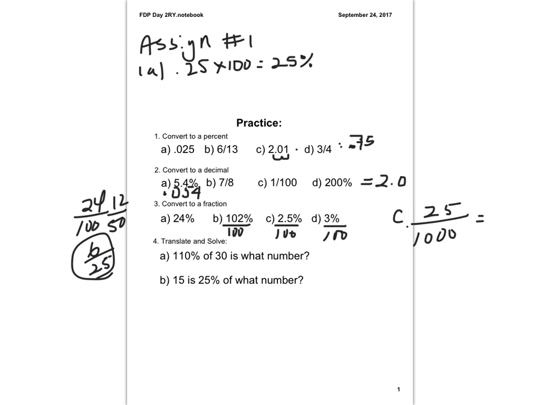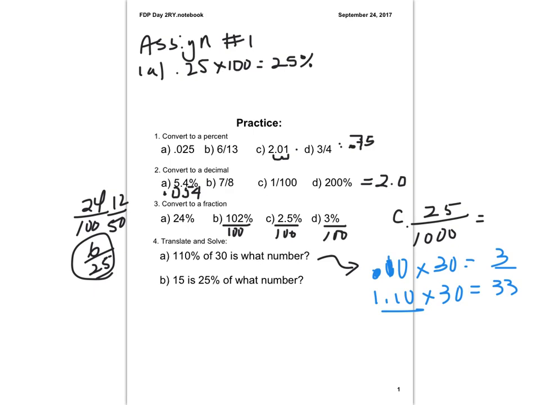Number 4 says translate and solve, so I'll give you some hints on this. 110% of 30 is what number? There's 2 ways you can do this. You can go 0.10 times 30, you get 3, and add it to 30. Or you can multiply 1.10 times 30, and you will get 33, the full amount, without having to add in the 3 afterwards later. Either way, get you there.